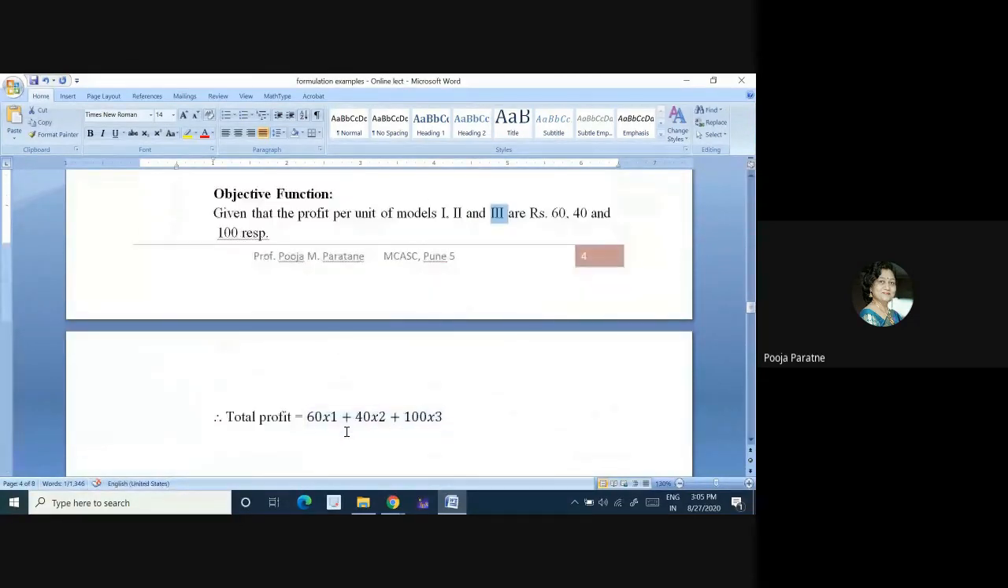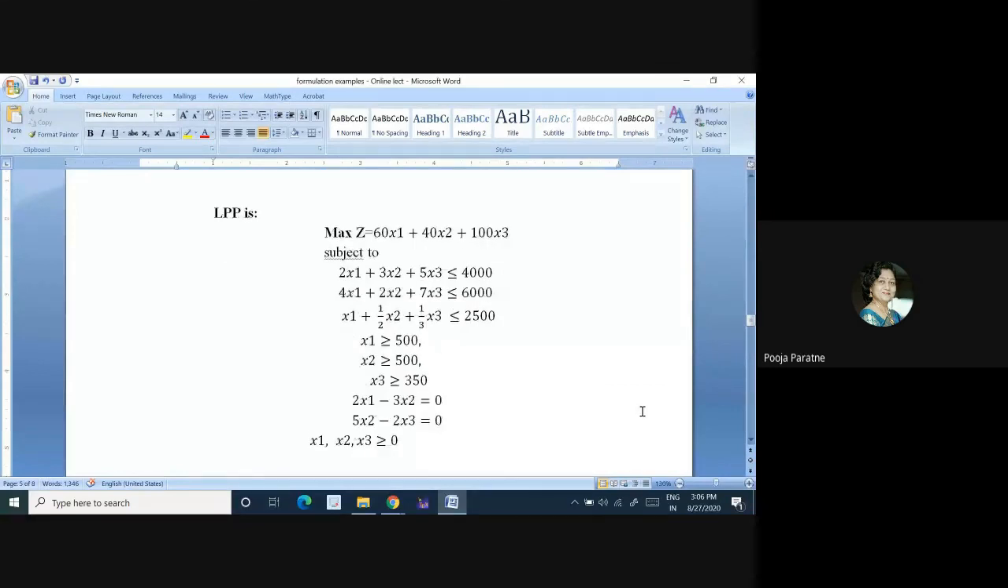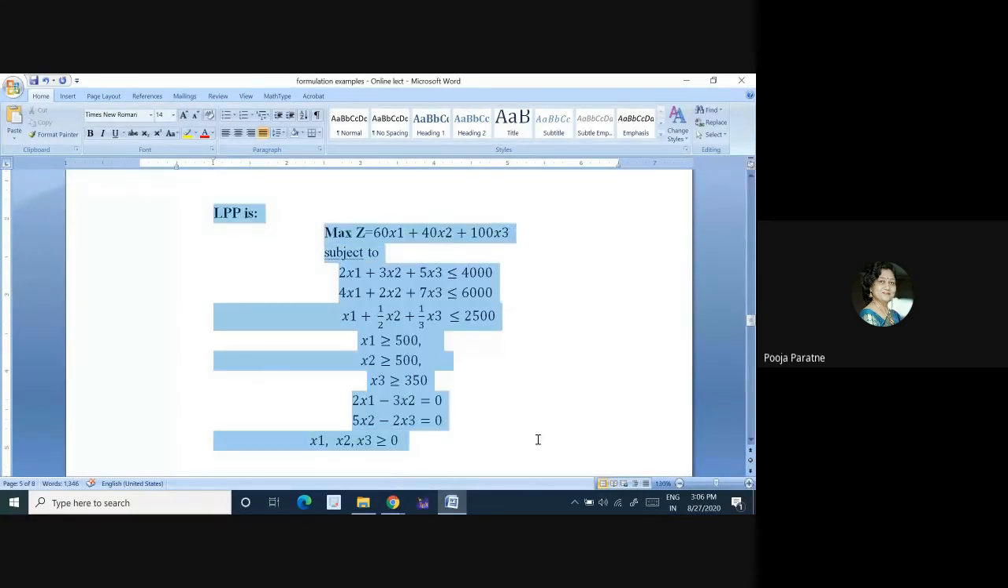So first we will write the total profit. What will be the total profit? 60x1 plus 40x2 plus 100x3. Now everything about this example has been discussed. Now let us go to the LPP. So this is my LPP. It is very big, but we have to do it. So you can read this.